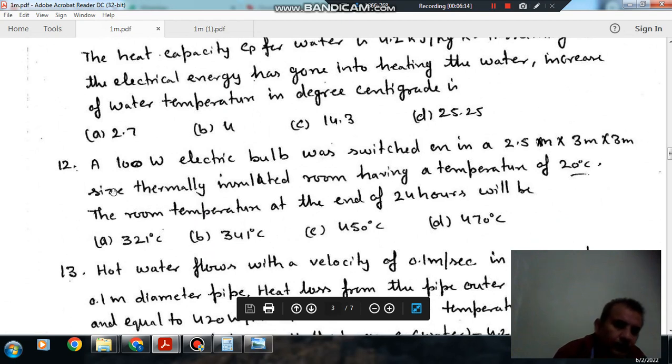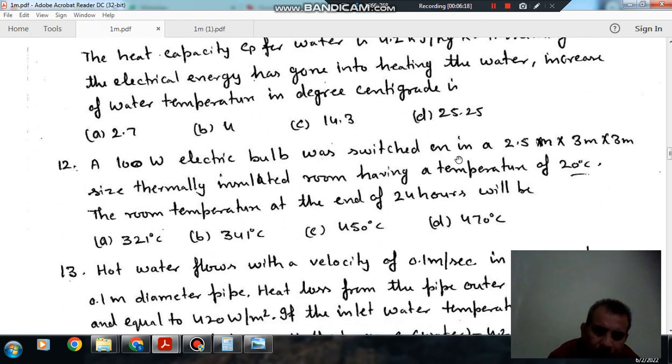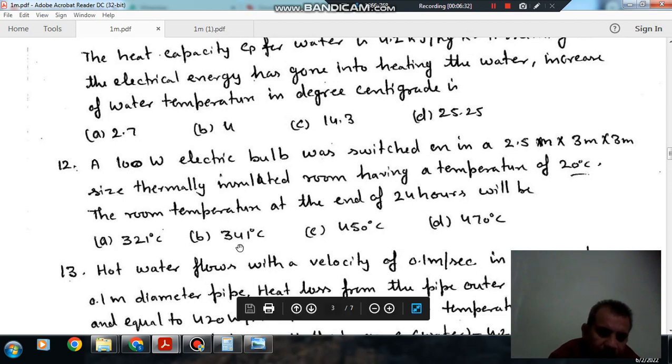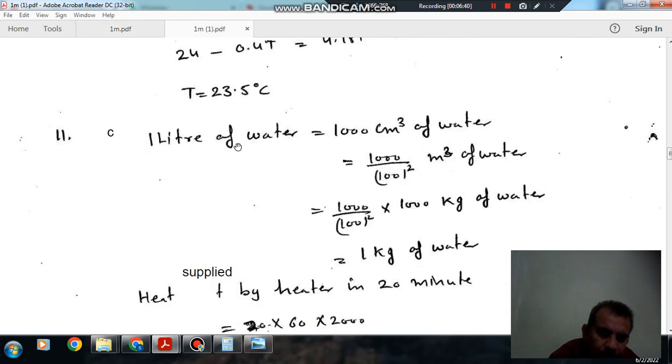Next, a 100-watt electric bulb was switched on in a 2.5 meter into 3 meter into 3 meter size thermally insulated room having a temperature of 20 degrees Celsius. The room temperature at the end of 24 hours will be: option A 321 degrees Celsius, option B 341 degrees Celsius, option C 450 degrees Celsius, and option D 470 degrees Celsius.